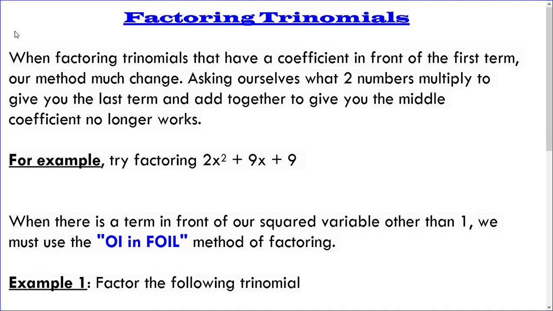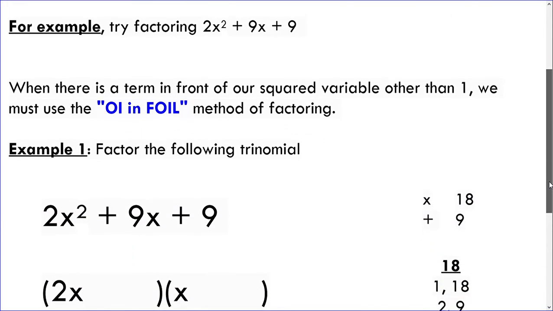So asking ourselves what two numbers multiply to give you the last one and add to give you the middle one, it doesn't really work. We just need an extra rule in place to make it work for us. So when there's a term in front of our squared variable other than 1, we must use the OI and FOIL method of factoring. And that's the part we're going to get into next.